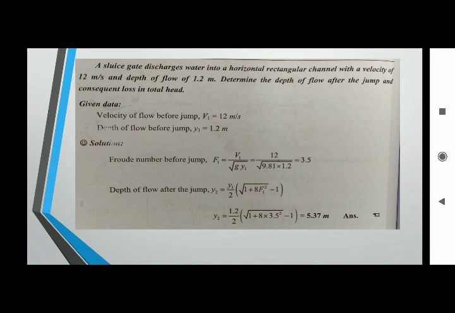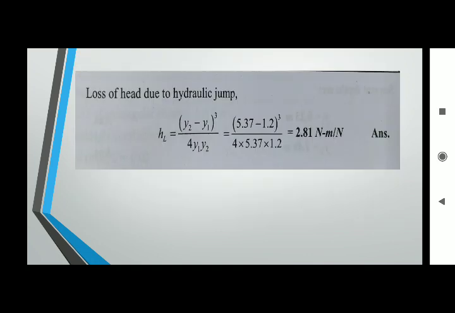By the same formula and same procedure, the previous problem can also be solved by calculating the Froude number at 1 and y2. Next, head loss due to the jump. The head loss due to jump formula is, we know, y2 minus y1 the whole cube divided by 4 into y1 into y2. If I substitute the y2 and y1 values, I will get the head loss.